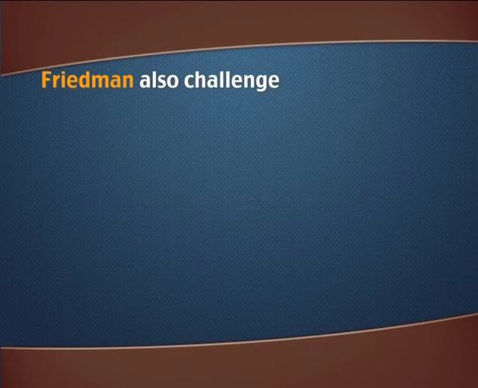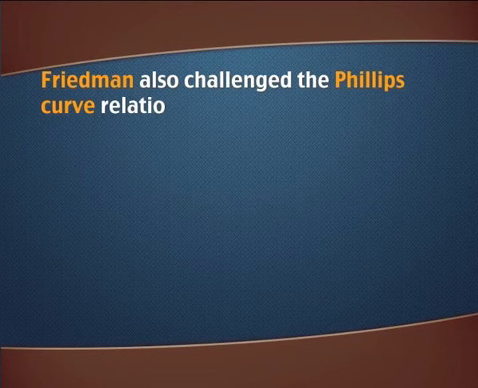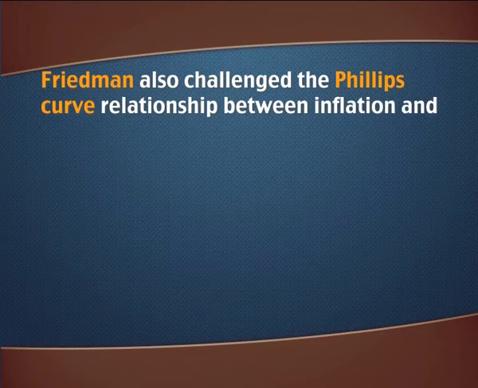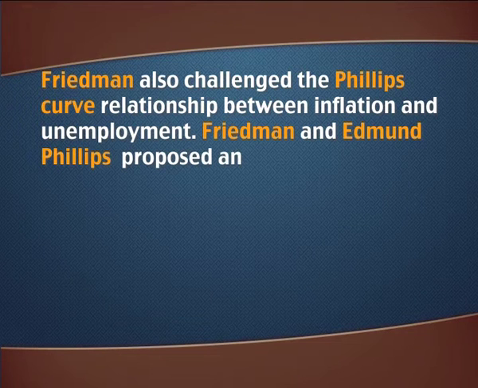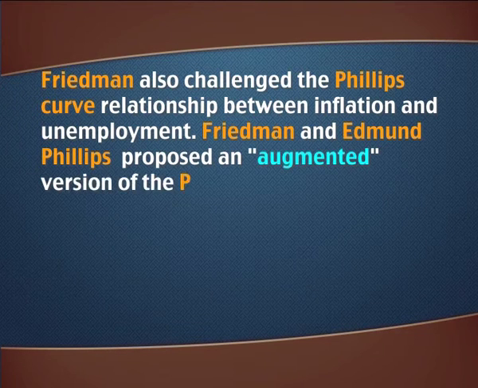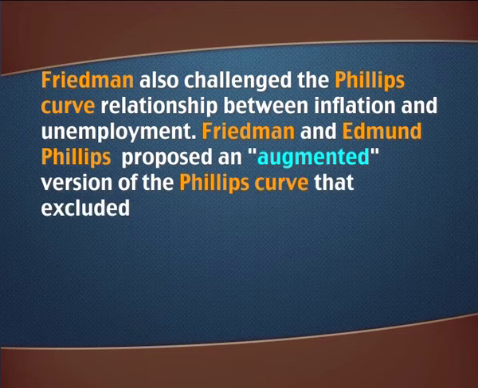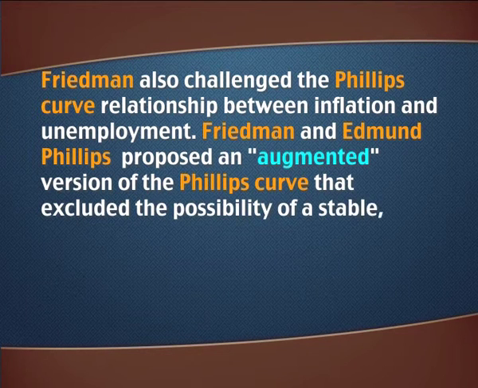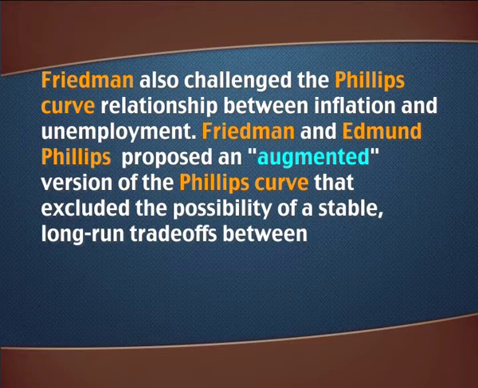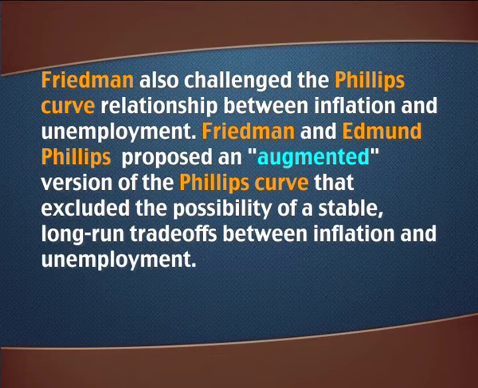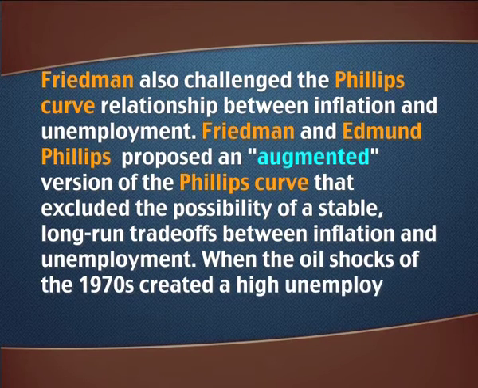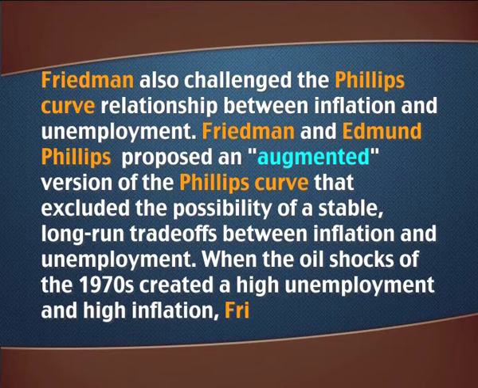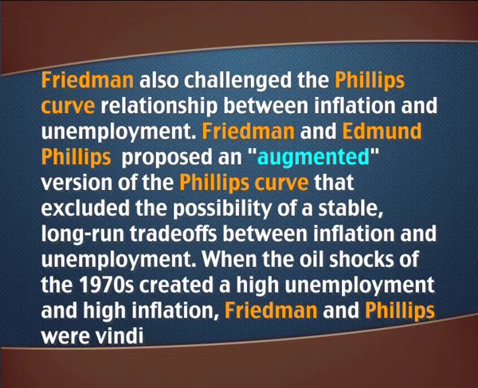Friedman also challenged the Phillips curve relationship between inflation and unemployment. Friedman and Edmund Phelps proposed an augmented version of the Phillips curve that excluded the possibility of a stable long-run trade-off between inflation and unemployment. When the oil shocks of the 1970s created high unemployment and high inflation, Friedman and Phelps were vindicated.